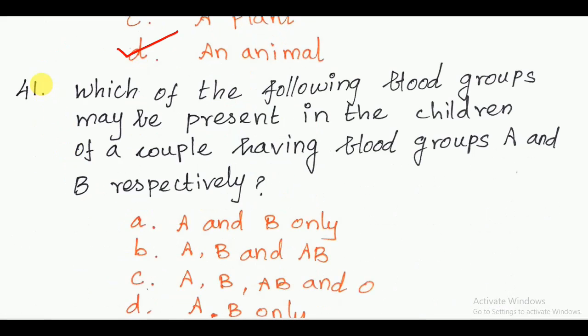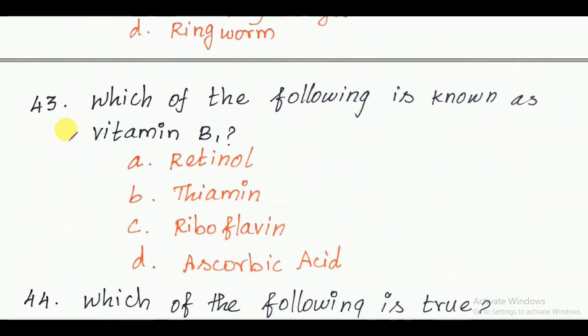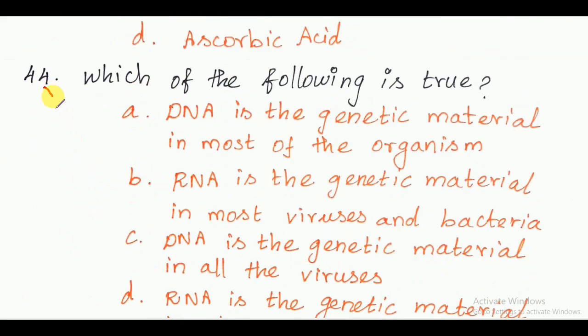Next, 41. Which of the following blood groups may be present in the children of a couple having blood groups A and B respectively? The answer is option C, AB and O. Next, 42nd. Which of the following diseases is caused by a virus? The answer is polio, poliomyelitis. Next, which of the following is known as vitamin B1? The answer is thiamine.